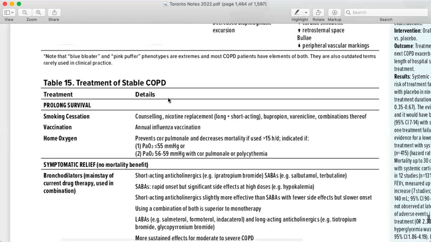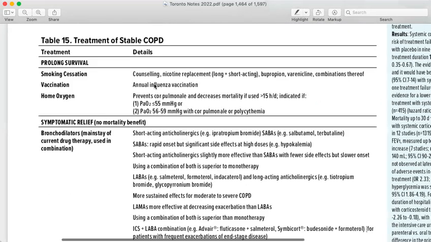Treatment of stable. Now coming to the stable and unstable. If this is stable, it means that person will be coming into the clinic. So first thing first, you're going to start with prolonged survival, start with the counseling. You are going to tell that person that he or she needs to quit smoking: counseling, nicotine replacement, varenicline, bupropion. So they can ask you what medicines you will prescribe. Varenicline and bupropion help with smoking cessation.